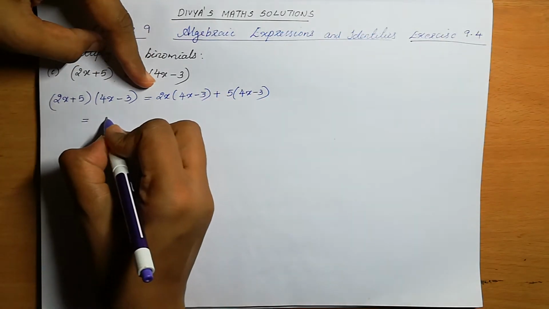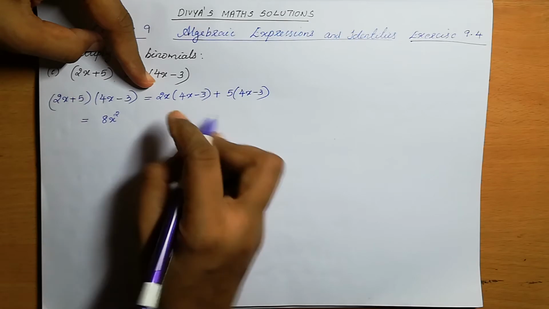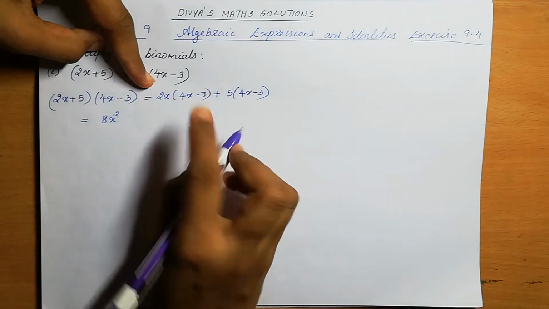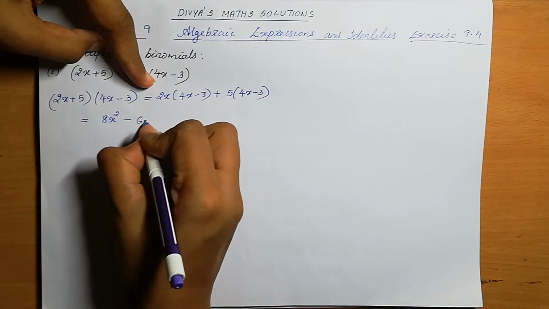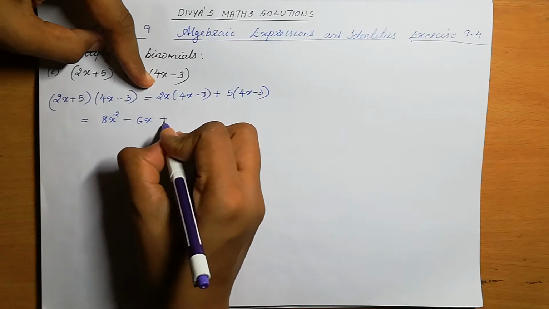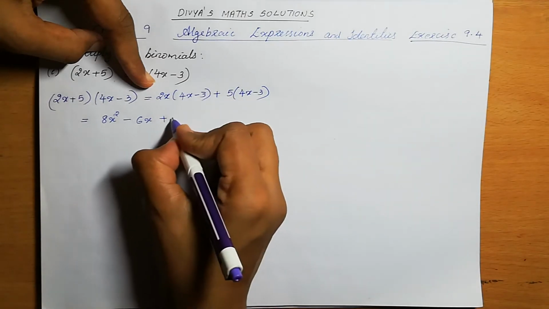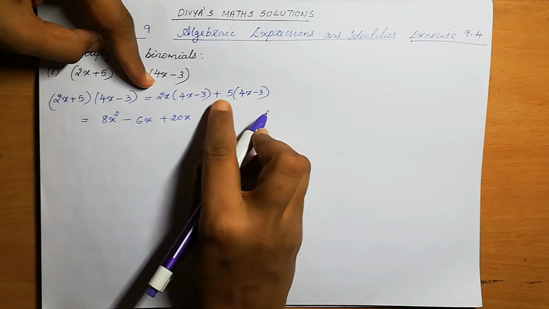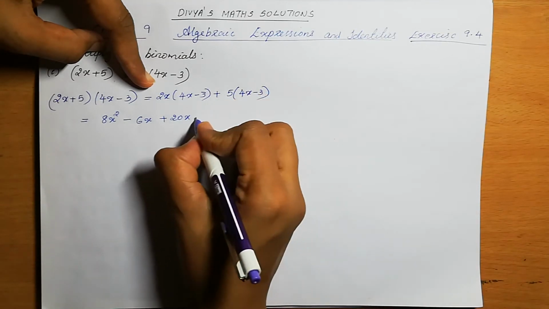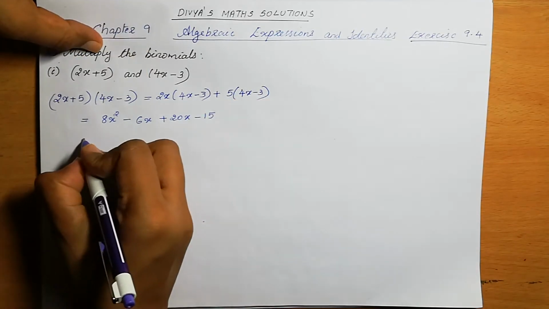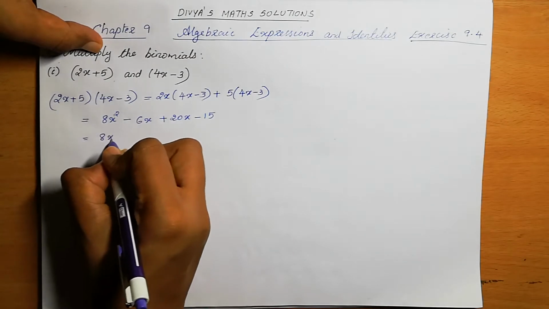That means 2x into 4x is 8x square. Then 2x into minus 3. That means minus 6x. Plus 5 into 4x. 5 4s are 20, 20x. Then plus 5 into minus 3. That is minus 15. That is equal to 8x square.